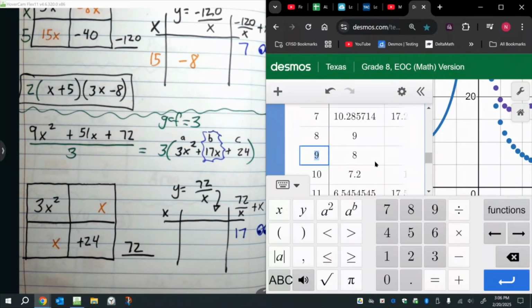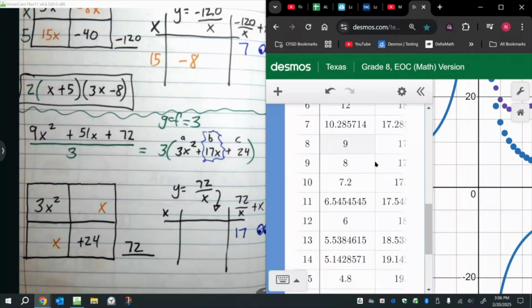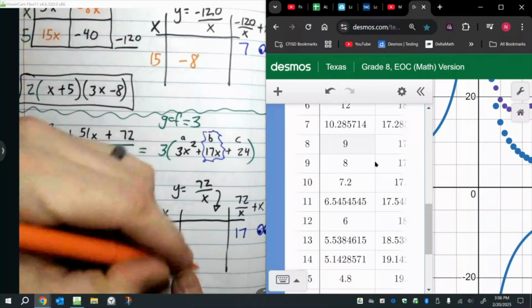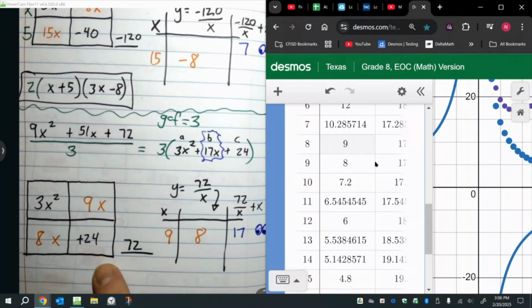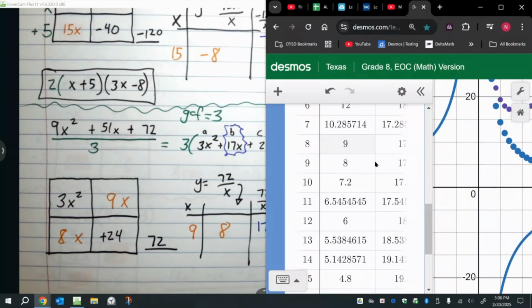Because it's 8 and 9, or 9 and 8. That's the same thing. 8 and 9 and 9 and 8 are the same thing. It doesn't matter. 9, 8. Now you just check the GCF of everything.